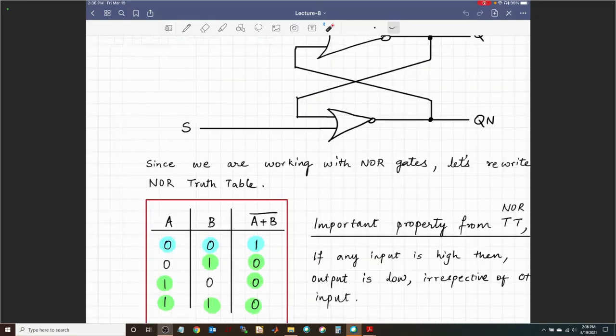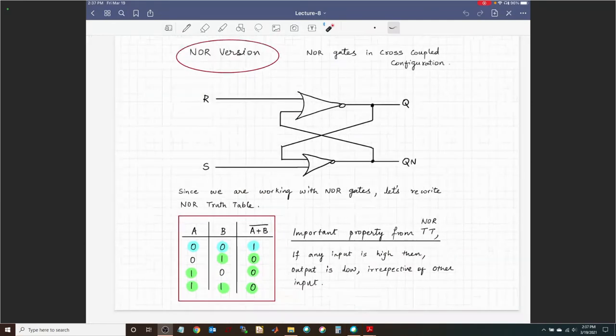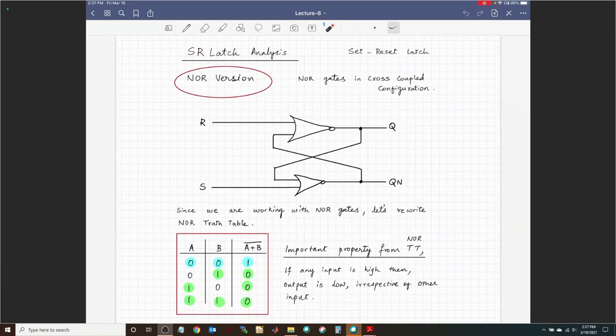So one fact that we know about a NOR truth table is that if one of the inputs is one, the output is immediately zero. I don't have to wait for the other input to come in. However, if one input is zero, then I need to wait for the other input to come in. And if it is zero, only then my output is one. So the important property over here is if one of the inputs is one, I right away know that the output of that NOR gate is going to be zero. And I have two of them over here. So by using this property, let us start analyzing this SR latch. And you will hear me refer to this configuration as the cross-coupled configuration.